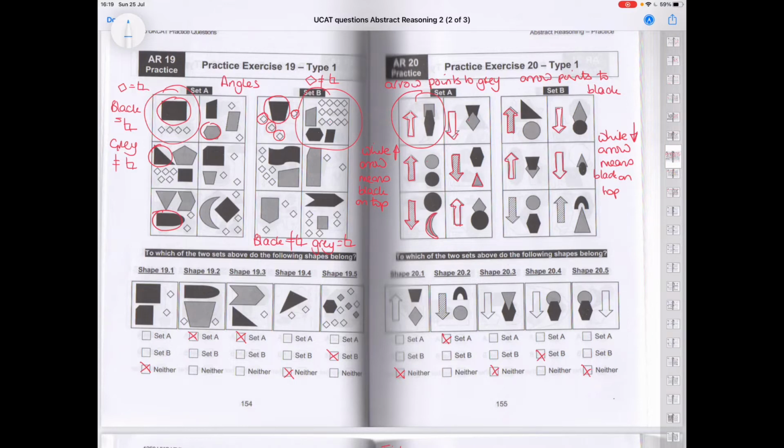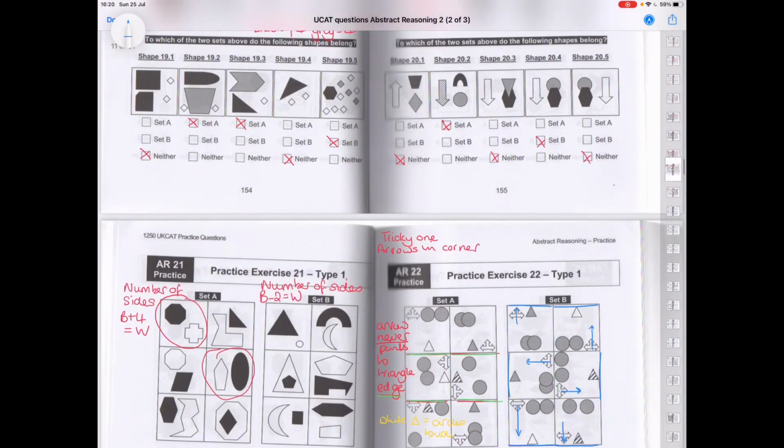In exercise 20, the arrow is pointing to the grey object on the left hand side in set A, and the arrow is pointing towards the black object in set B. If the arrow is pointing upwards and it is white, that means that black is on top in set A. A white arrow pointing downwards means black is on top in set B. And if it's a hatched arrow, neither of them appear on top, but they follow the rules of pointing towards the grey object for set A and the black object for set B.